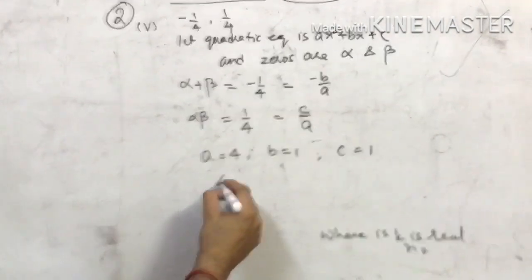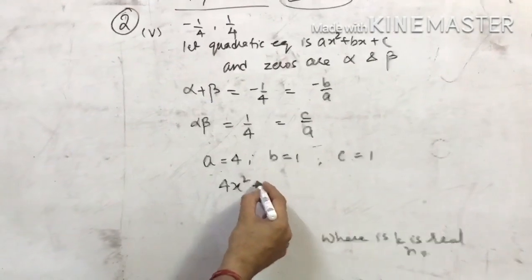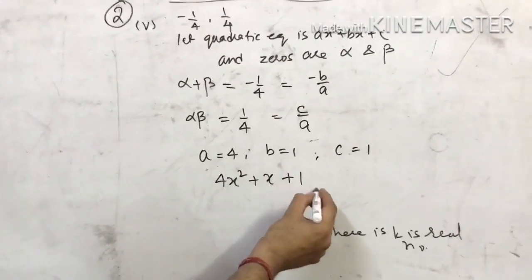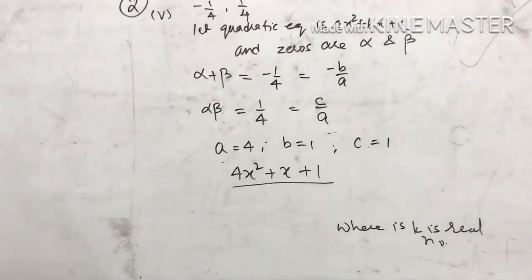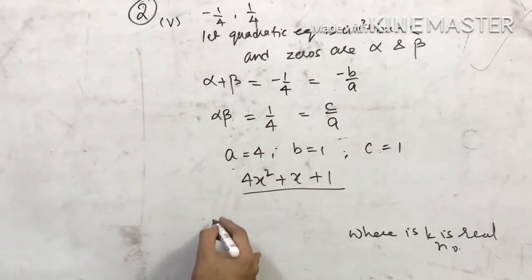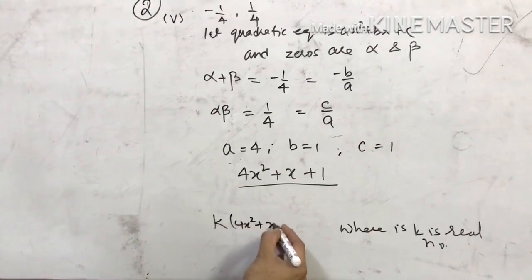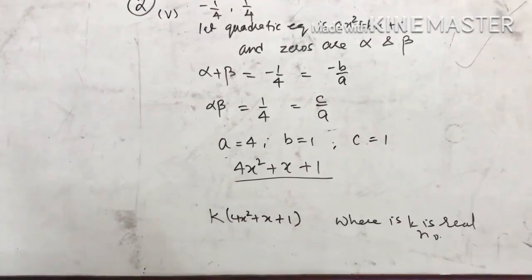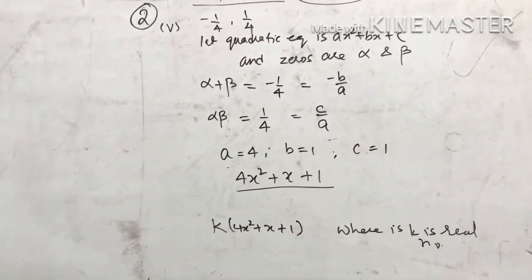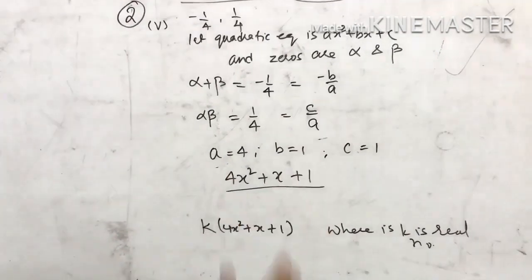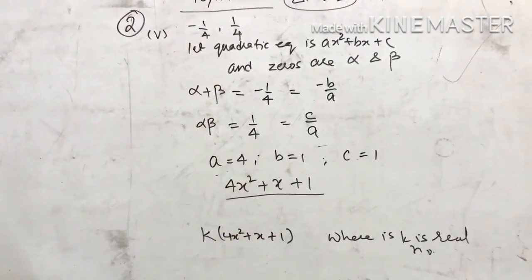So your equation will be, one of the equations is 4x square plus x plus 1. So this is one of the equations which is satisfying these two conditions, and other equations are k into 4x square plus x plus 1, where k is a real number. So this equation shows all the equations which are satisfying the given conditions or criteria.